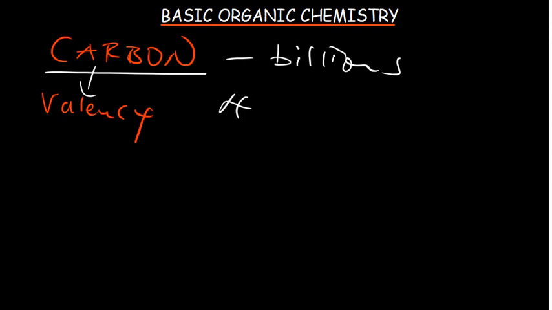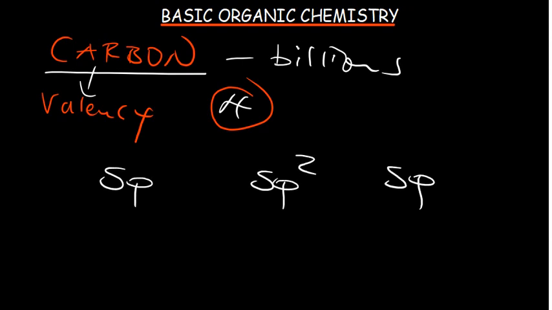Because it has 4 electrons in the outermost shell, it is able to undergo different forms of hybridization, of which we have the sp, the sp2, and the sp3 hybridization. These are the hybridizations that carbon gets to undergo. Let me try to give you some examples. What about sp3? An example is methane, where you have 4 bonds to hydrogen, right?